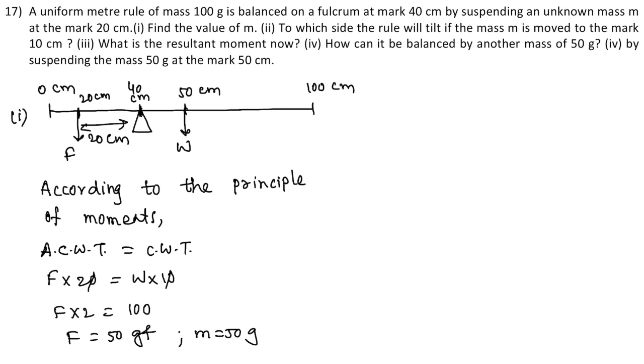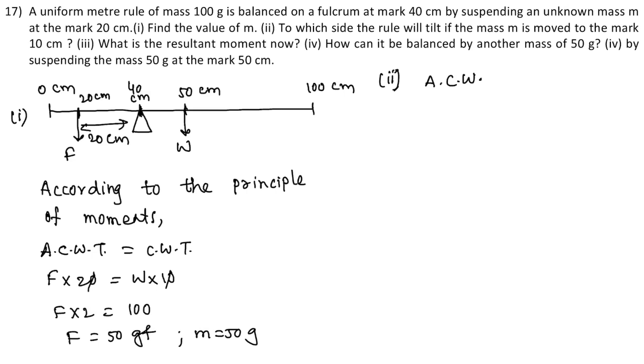Second question here is, to which side the rule will tilt if mass m is moved to the mark 10 centimeter? See here, the mass m 50 gram is generating anti-clockwise moment, but it is balanced by the equal amount of clockwise moment generated by weight of the meter rule. Now if I shift that mass at 10 centimeter mark, anti-clockwise moment will increase. We can directly conclude that the meter rule will tilt in anti-clockwise direction. Anti-clockwise. What is the resultant moment now?